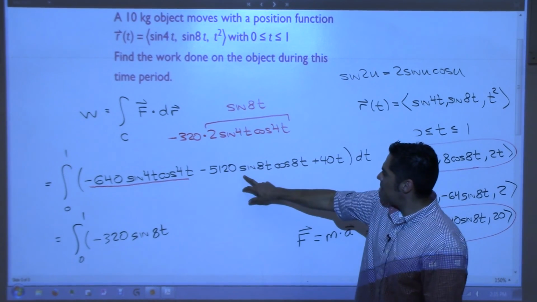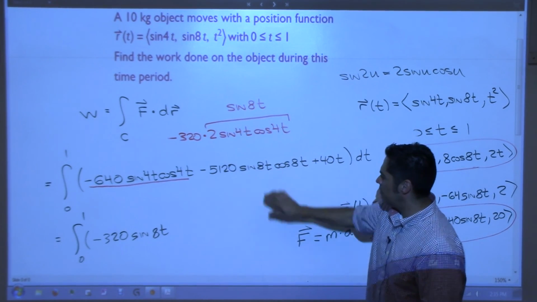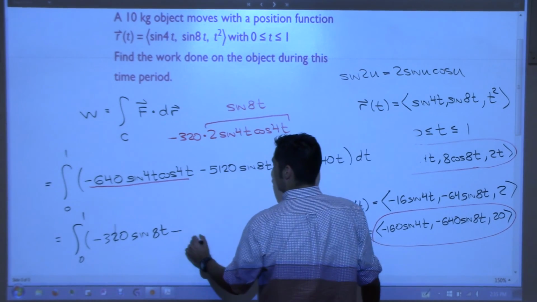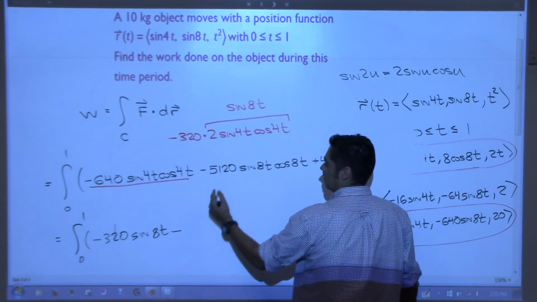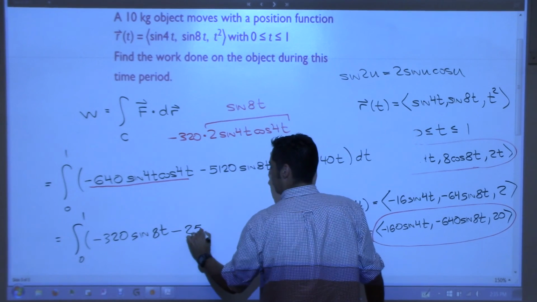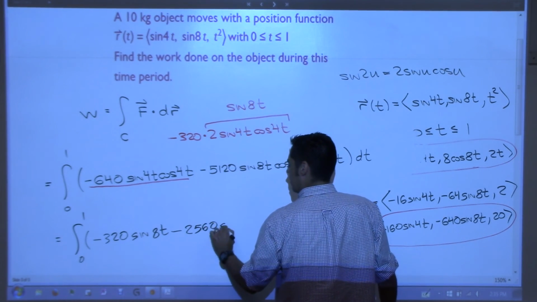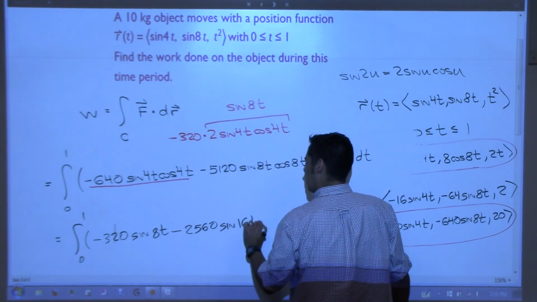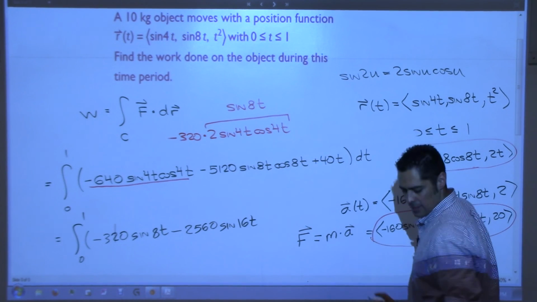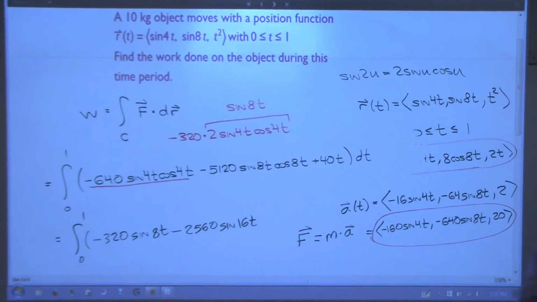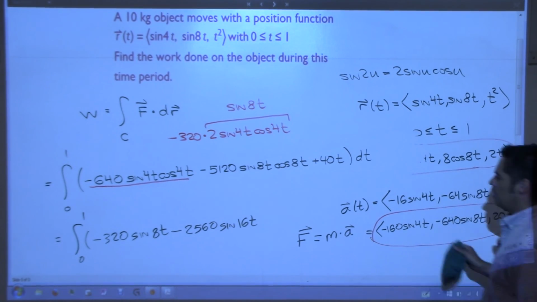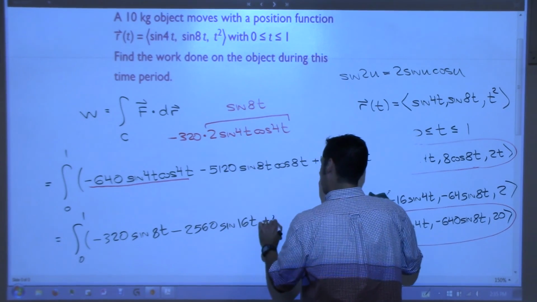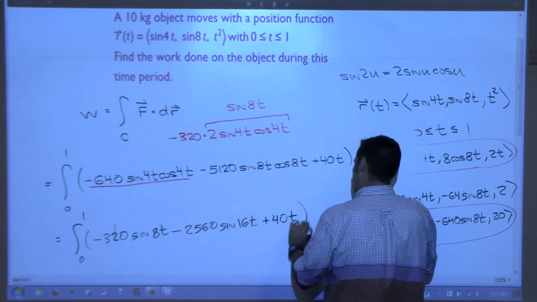And then this one, same thing, right? I can do the same on that. So minus, what's half of that? 2560 sine 16t. And lastly, 40t. I don't have to change that. And then I get to integrate.